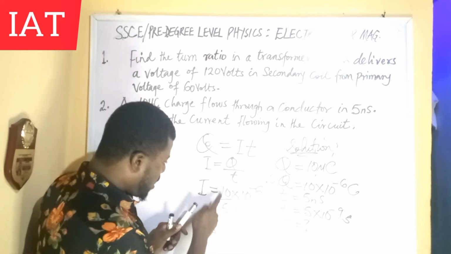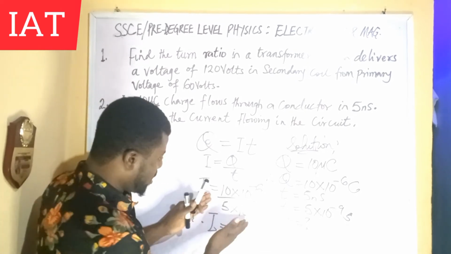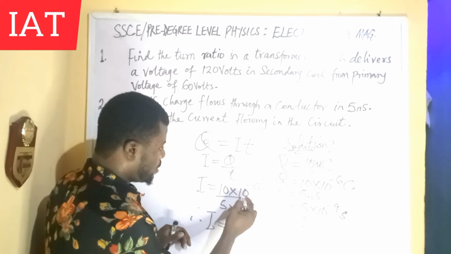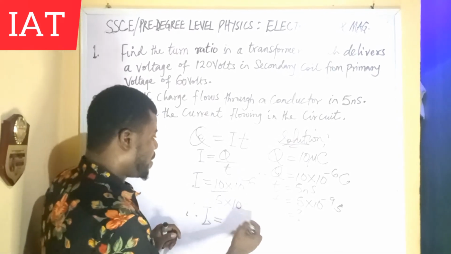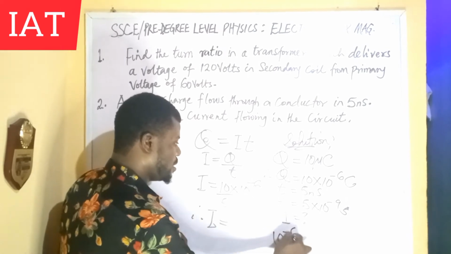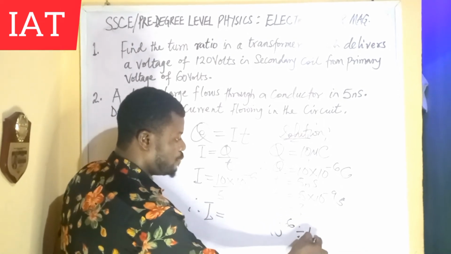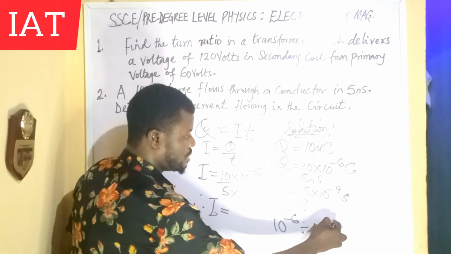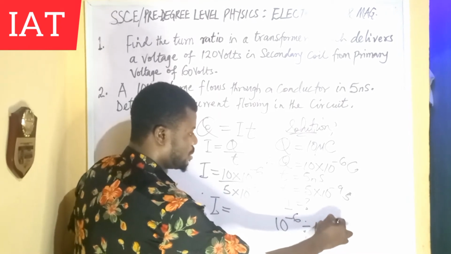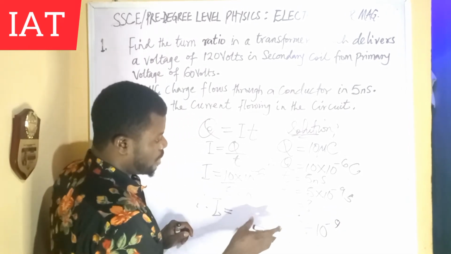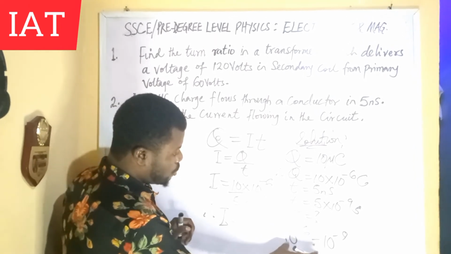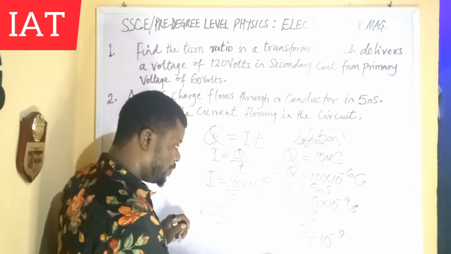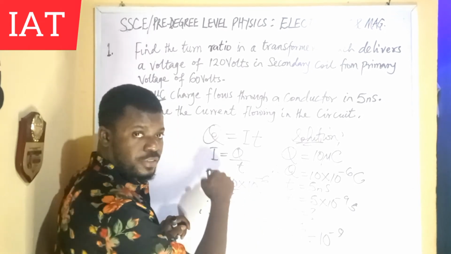So here, if you work on the indices, you will notice that 10 to the power of minus 6 divided by 10 to the power of minus 9. If you work on indices, this is what it is. And if you don't understand much about indices, I will drop the link to the division law of indices, which I've done already, in the description of this video so that you learn more.